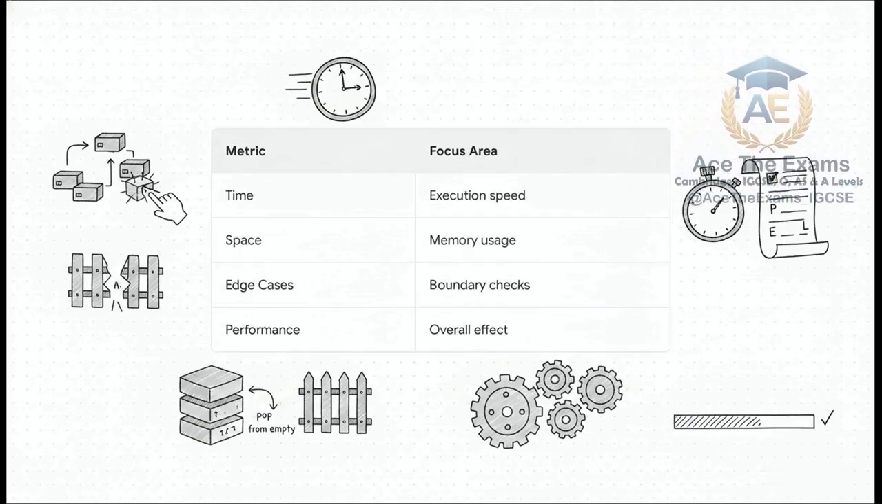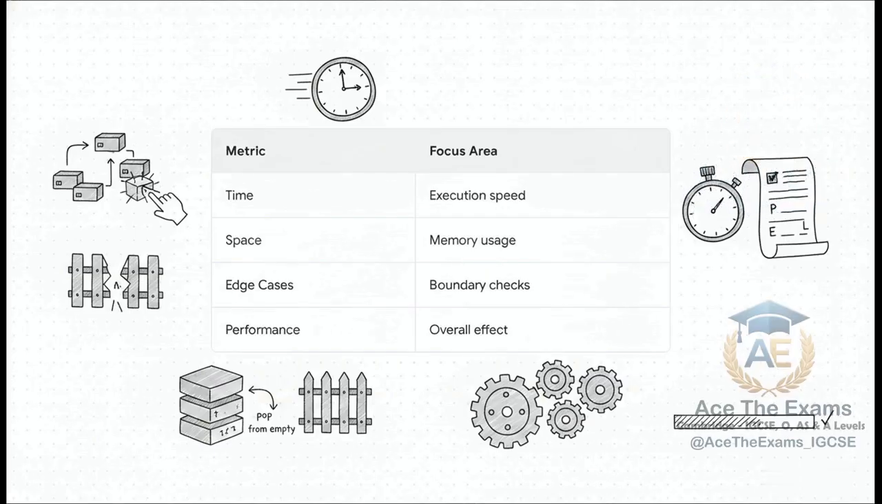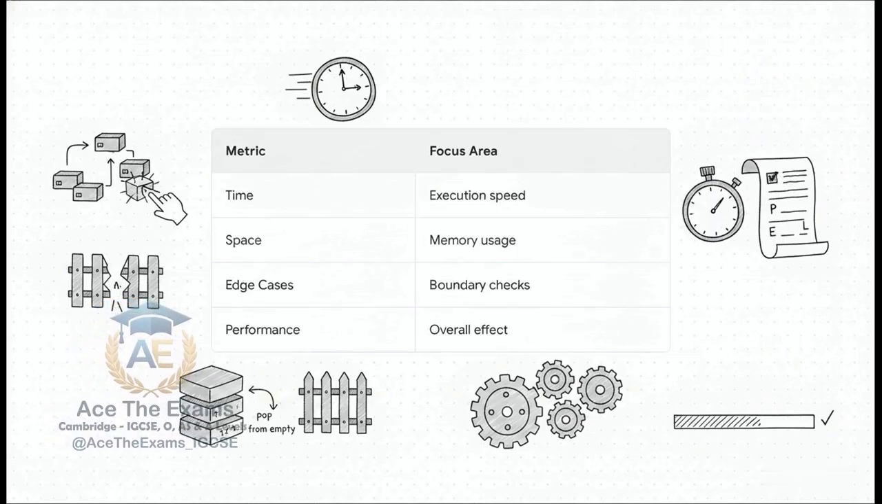You make a point about space complexity. You provide concrete evidence from the algorithm's specific pointer usage. You clearly explain how that directly impacts the system's memory, and you link it back to the scenario's limited hardware constraints. That is how you secure an A-star.